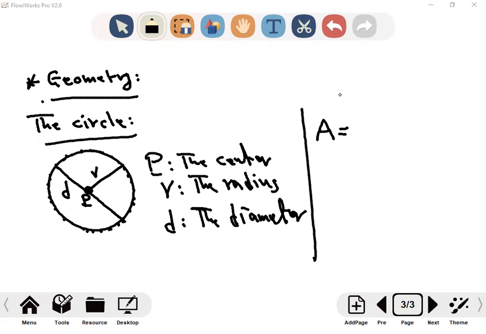What is the area of the circle? Do you know the formula? Do you remember? We took it with Mr. Right? Pi r squared. Yes. It is pi r to the power 2. Pi r to the power 2.